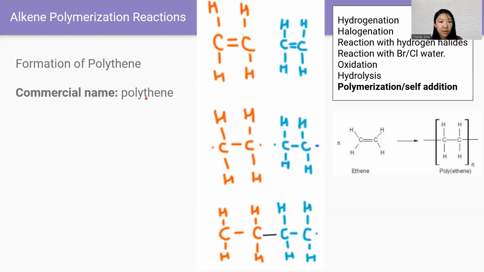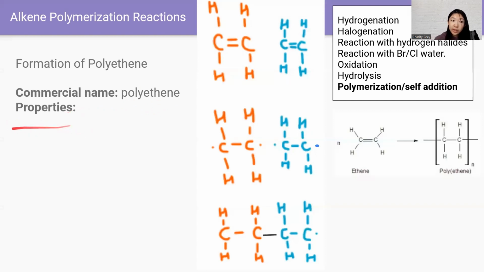So the commercial name is also polyethene. What the commercial name means is what most people will commonly call it, because sometimes the polyethene name or the polymer name is too long or too complicated. Let's say there are double bonds in multiple places, or it's a longer chain, right? People aren't going to say a very long name, so they'll just call it a shorter name, right?